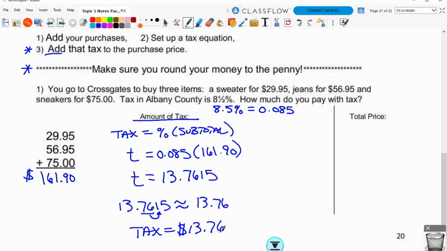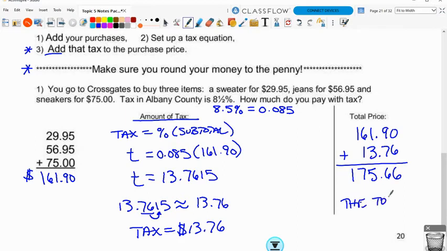Now that we know the amount of tax, we can get the total price. Remember that tax gets added on to the subtotal. So we're going to take the subtotal of $161.90. We're going to add on the tax of $13.76. And this is going to give us 175 and 66 hundredths. So we can say that the total price is $175.66. Tax gets added to the subtotal.